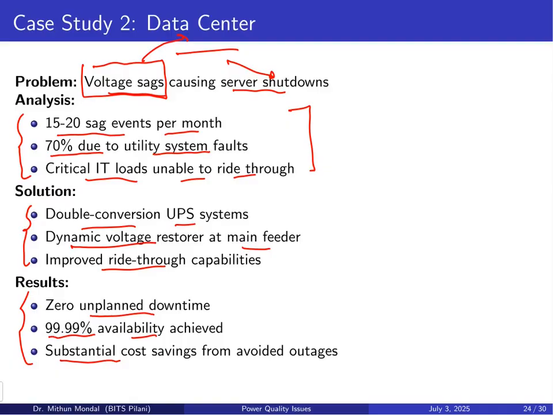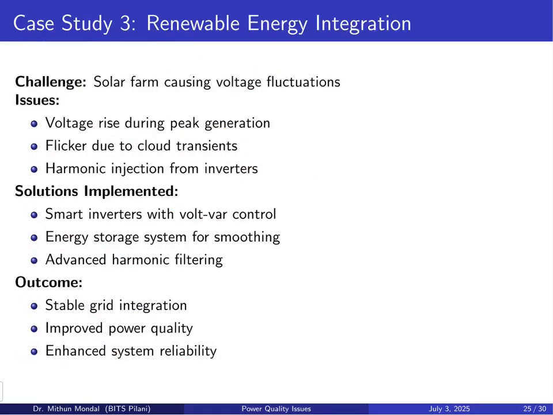So in the second case study, on voltage sag in the data center, here also we come to the conclusion that if we do the proper analysis and take the proper steps, obviously we get the proper results. The third case study, which is the final one, is on renewable energy integration. If we take the challenge, the solar farm is causing voltage fluctuations.